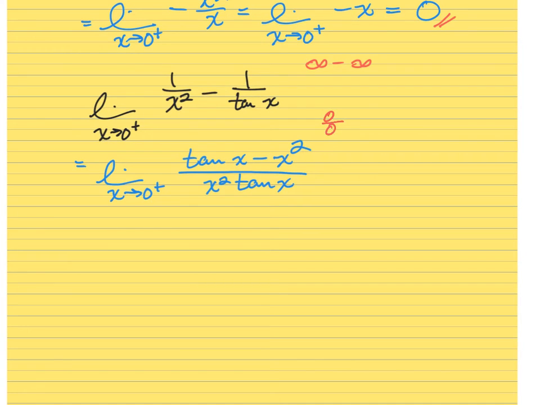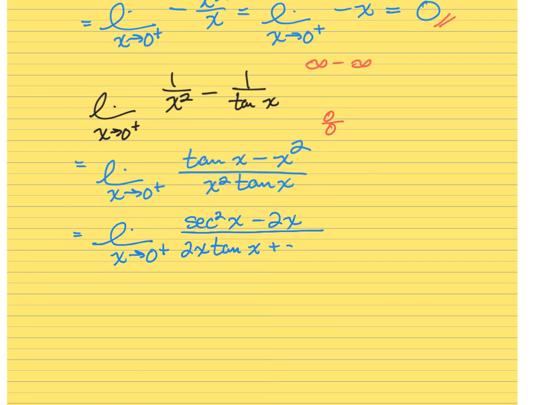And now we can apply L'Hopital's, which says take the derivative of the top and the derivative of the bottom. So, of course, the derivative of tangent is secant squared, minus 2x, over, now we're going to have to use the product rule to take the derivative of the bottom. So 2x tangent of x plus x squared secant squared of x.